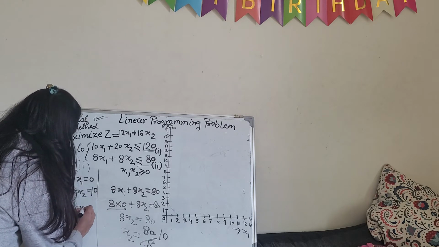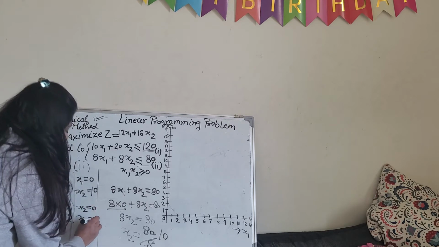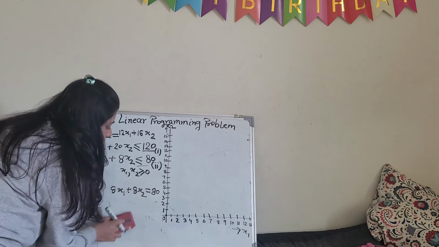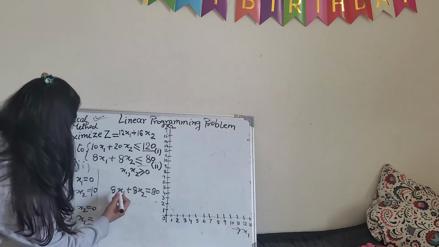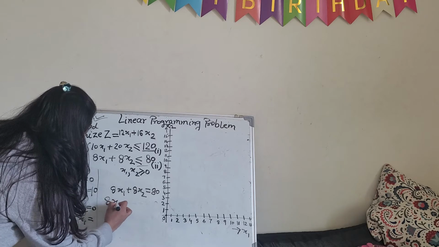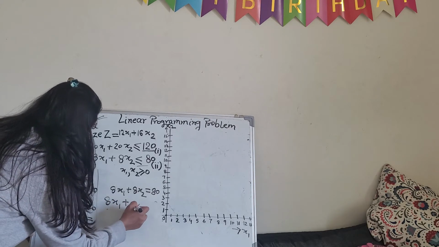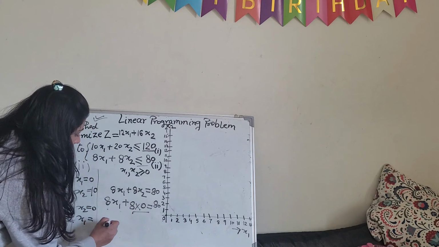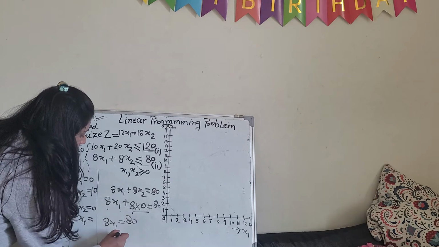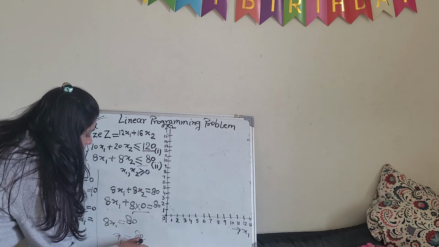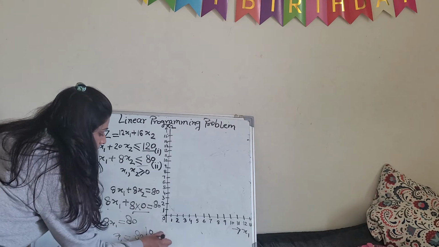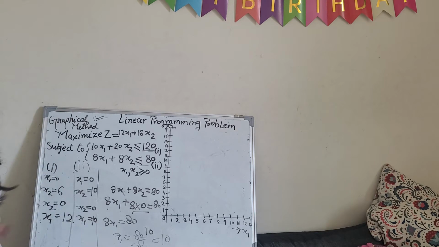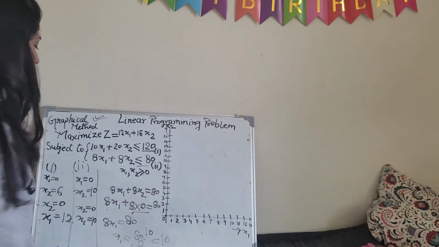In the same way, now we will put x2 value 0 and we will calculate x1 value. So let's do it. 8x1 plus 8 into x2 value we are putting 0 equals to 80, it will be 0. 8x1 equals 80, x1 we will get 10. So we are putting x2 0, x1 value we are getting 10. Fine. Now we will put it on graph. We will plot it on graph.